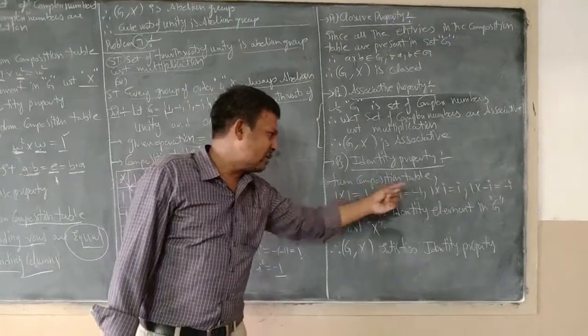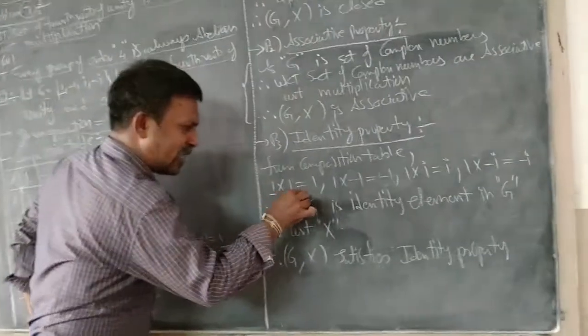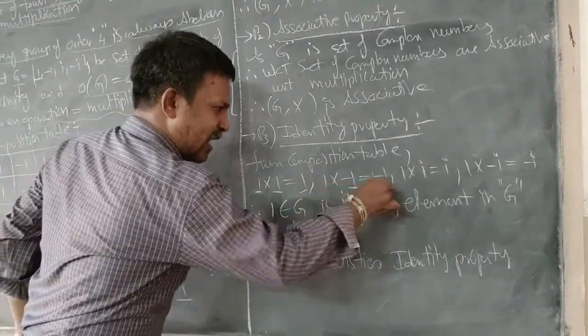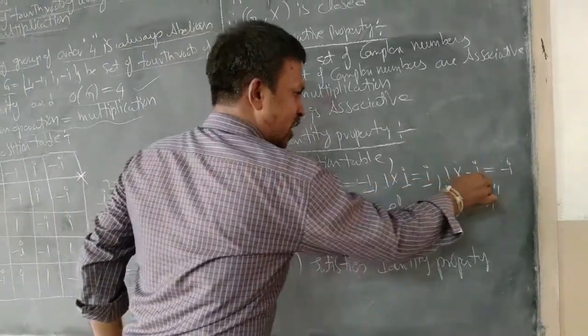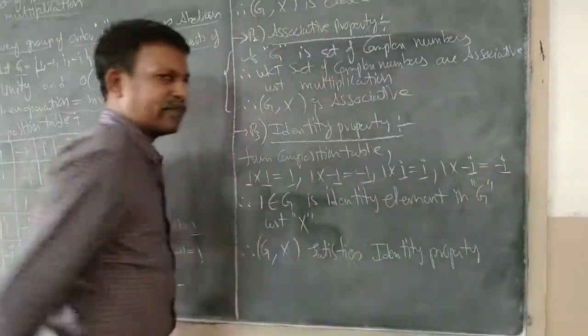So from the composition table, I am taking the first element as 1. 1 into 1 is 1. The second element is minus 1, so 1 into minus 1 is minus 1. The third element is I, so 1 into I is I. And the fourth element is minus I, therefore 1 into minus I is minus I.